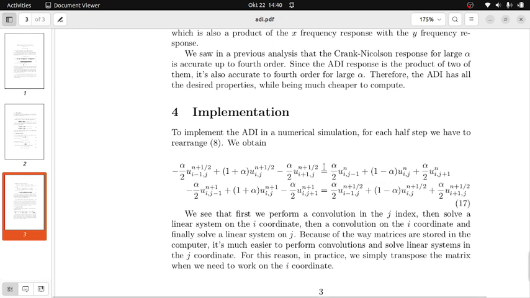So what we usually do is we do a convolution, we transpose, then we solve the linear system, then we do a convolution again, then we transpose, and then we solve the linear system, and so on, right? And this is more or less how it's done in practice. It's pretty elegant, and these implicit matrices, you need to compute them only once. They're kind of like time independent, right? And you just need to solve the linear system for them.